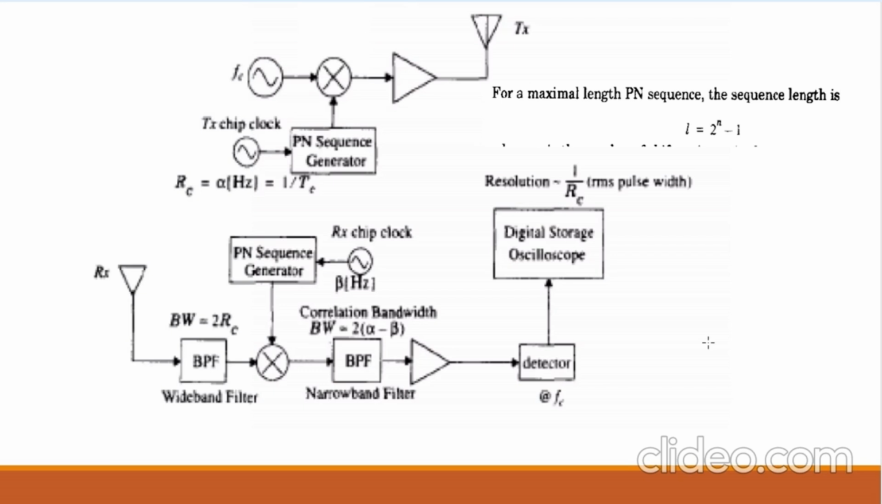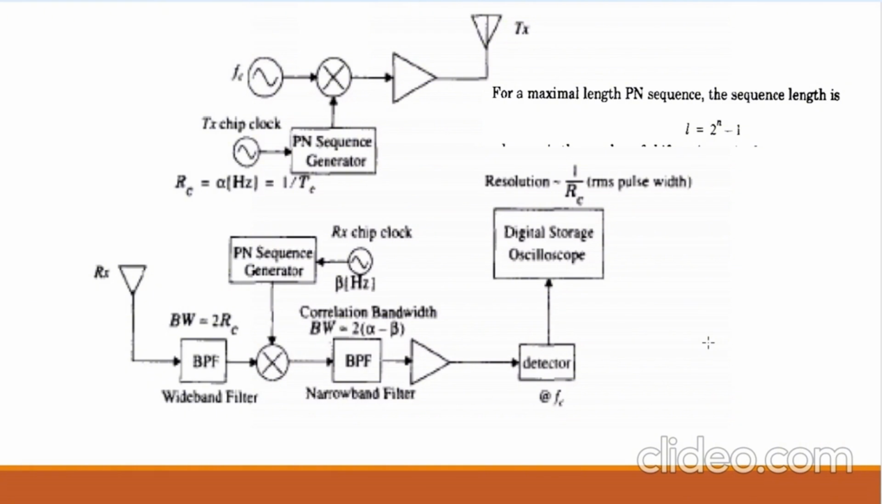Then the signal is passed to a band pass filter, which is again a narrow band filter. It further reduces the presence of noise. It allows only the required frequency which contains information, not noise. This narrow band pass filter will have a bandwidth of 2(alpha minus beta), where alpha is the transmitter chip clock rate and beta is the receiver chip clock rate. After applying this narrow band pass filter, mostly the noise will be removed. We will have only the original signal, which is further amplified and detected using a detector.